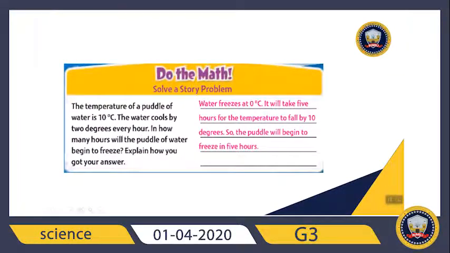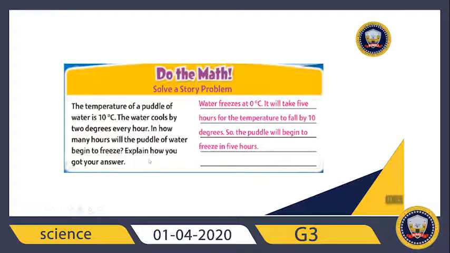Let's do our math. Solve a story problem. The temperature of a puddle of water is 10 degrees Celsius. The water cools by 2 degrees every hour. In how many hours will the puddle of water begin to freeze?